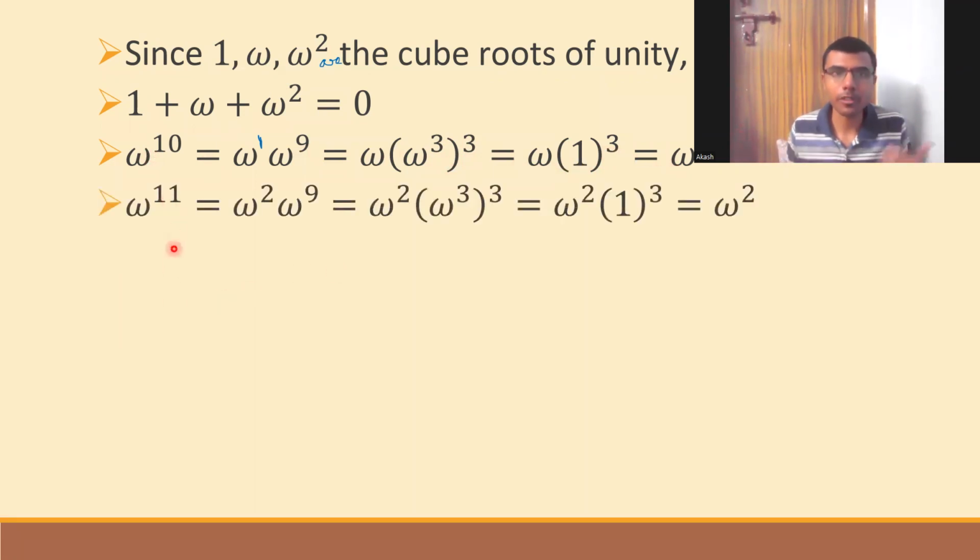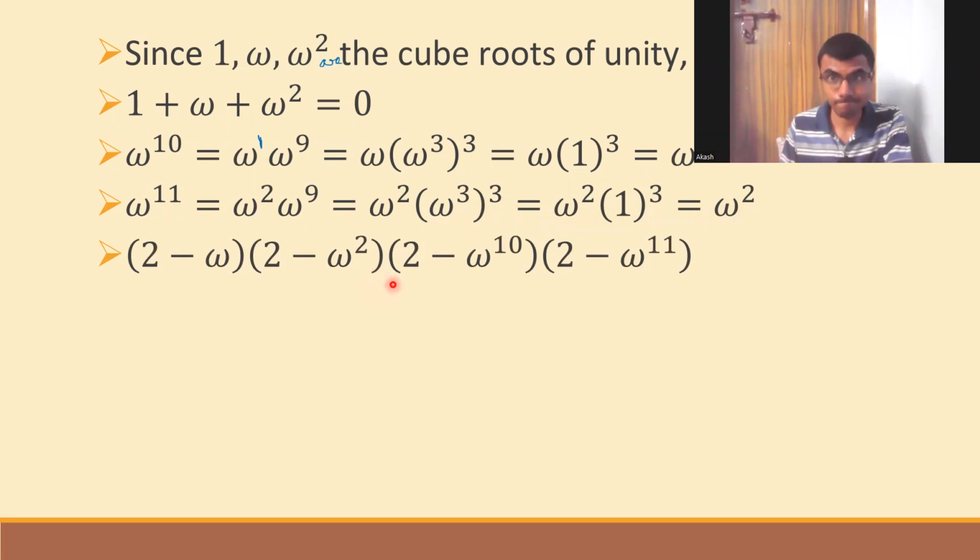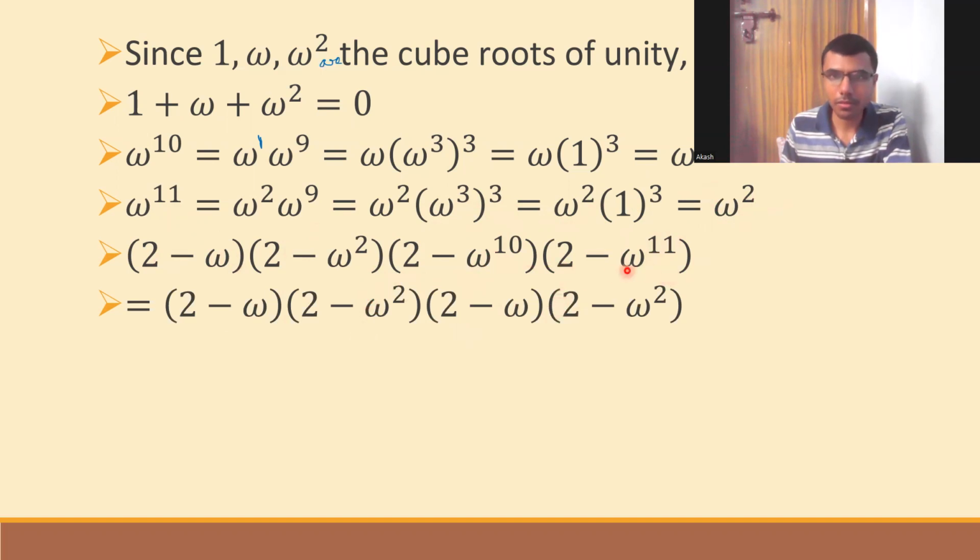Likewise, omega power 11, I'm going to write it as omega square into omega power 9, and the rest of the things are in front of you. I get ultimately omega square. Now, my given question is this. As I already showed you, omega power 10 can be written as omega, and omega power 11 can be written as omega square. With that, this would become omega, and this would become omega square. Next, 2 minus omega into 2 minus omega would be nothing but 2 minus omega whole square, and 2 minus omega square into 2 minus omega square would be nothing but 2 minus omega square whole square. This is my next step.